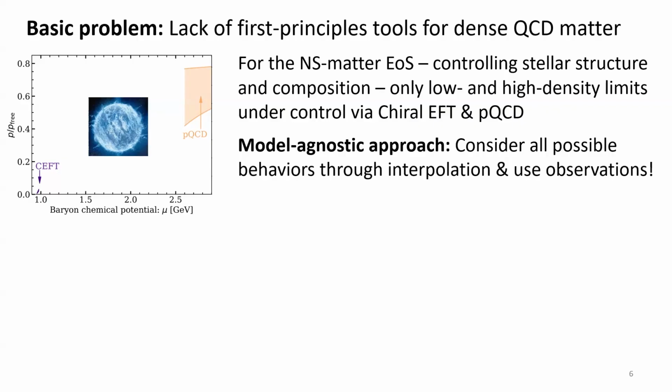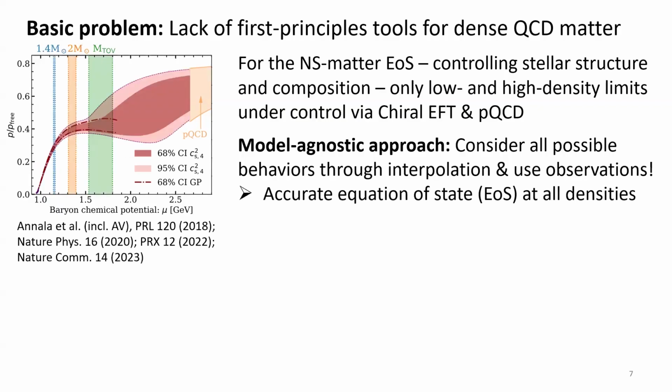So the rough idea is that we let the equation of state behave in any imaginable thermodynamically consistent and causal way in between these two limits, and then we try to use all kinds of observations of neutron star radii, masses, and so on to limit what can happen in between. And this has already led to very interesting and even rather impactful results.